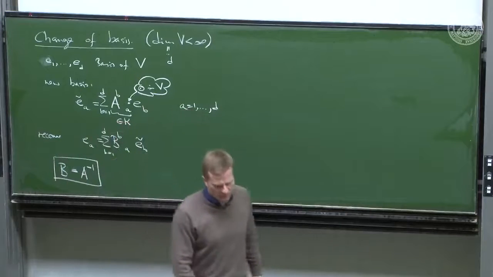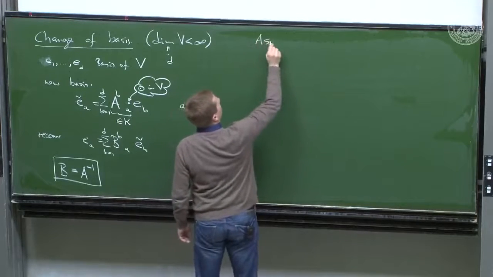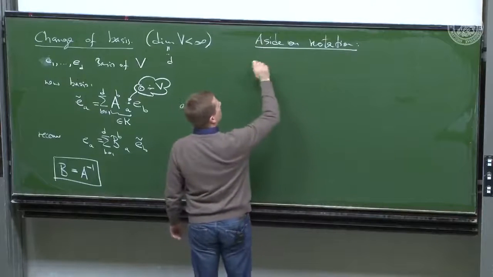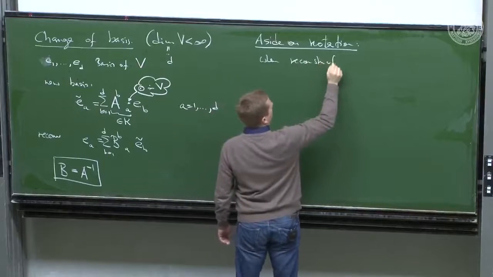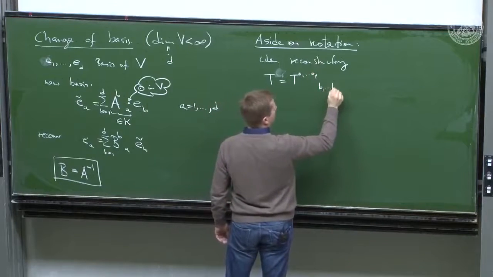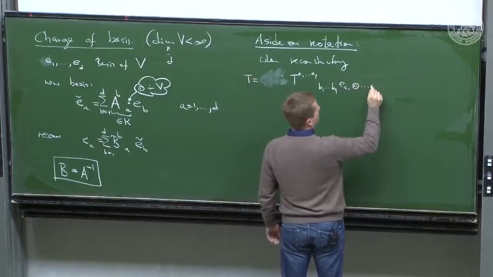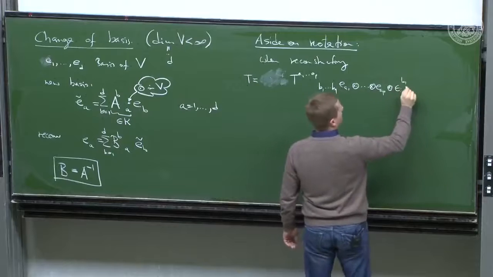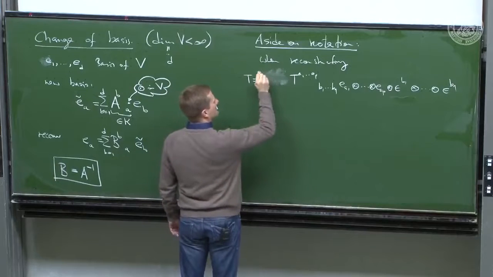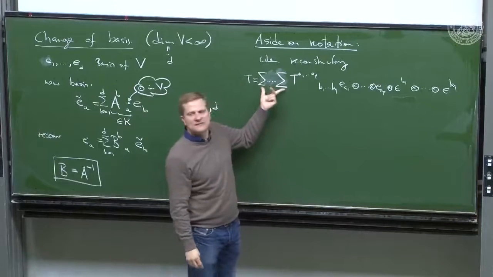There's something else I forgot to mention before: an aside on notation. As we saw before, when reconstructing T as T A1 to AP, B1 to BQ times E A1 tensor ... tensor E AP tensor epsilon B1 tensor ... epsilon BQ, actually what I forgot over there, but that's something I will from now on systematically forget, is a succession of P plus Q sum symbols.